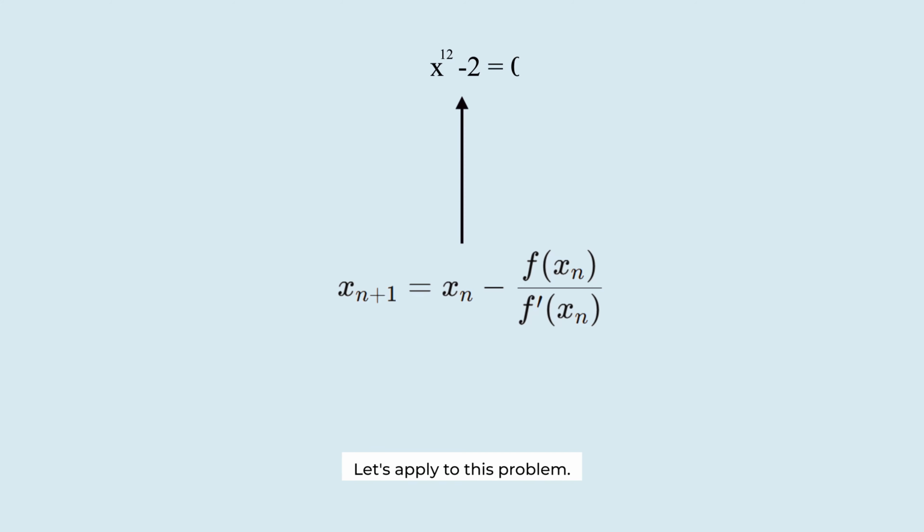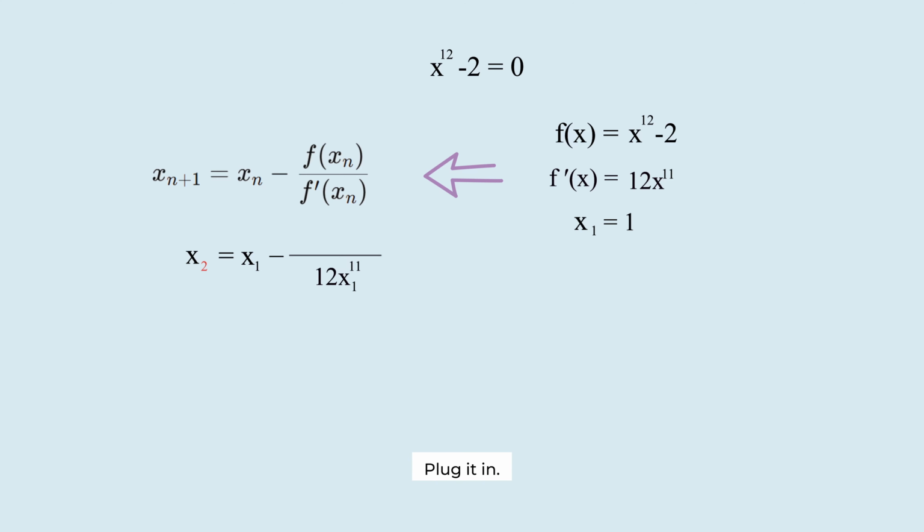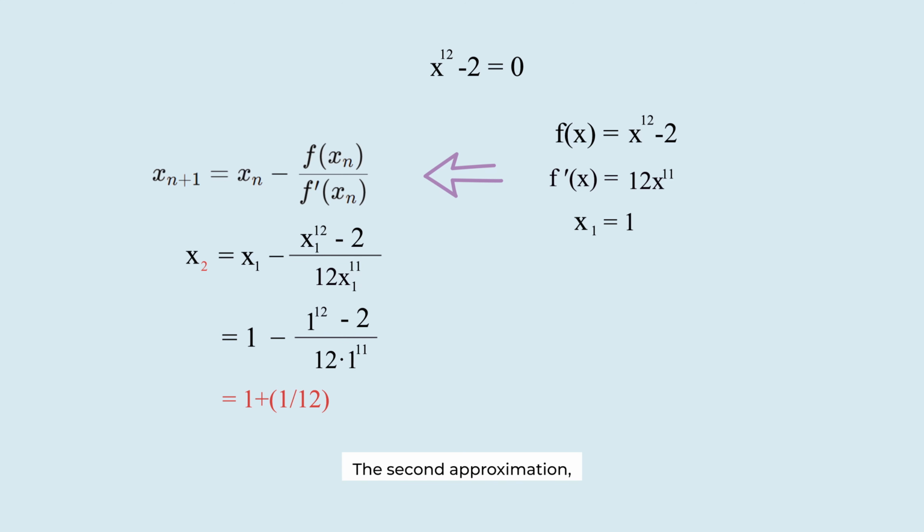Let's apply it to this problem. We defined f of x equals x to the power of 12 minus 2. So f prime of x equals 12x to the power of 11. Start with an initial guess, x1 equals 1. Plug it in. What do we get? The second approximation x2 is 1.0833. Its 12th power? About 2.613. There's a large error compared to 2, but don't be disappointed yet.